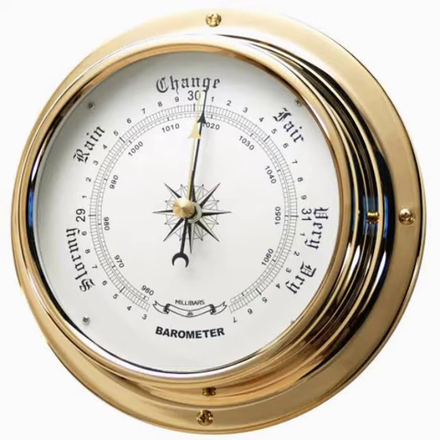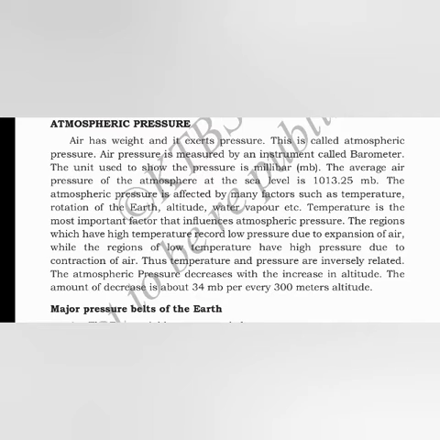Look at the following picture, that is a barometer. Do you know what is the use of a barometer? Yes children, a barometer is used to measure atmospheric pressure. Let us learn about atmospheric pressure. Air has weight and it exerts pressure. This is called atmospheric pressure. Air pressure is measured by the instrument called a barometer.